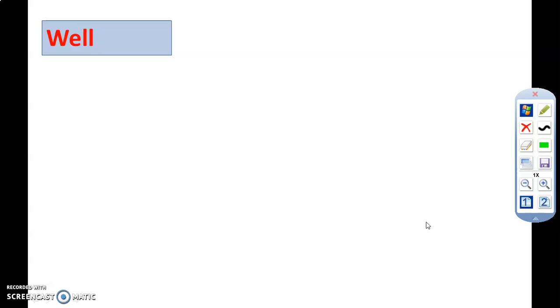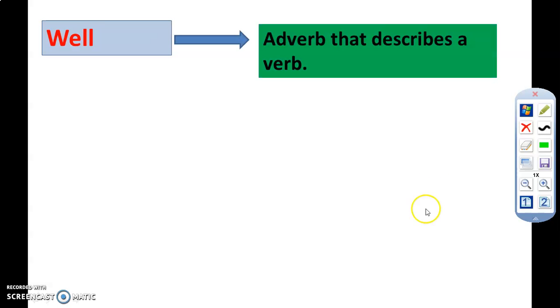Now, the word well. We said well is an adverb. What do we mean by an adverb? An adverb is a word that describes a verb. It means it tells me about the verb. We said the adjective describes the noun, but the adverb describes the verb. Describe means it gives information about the verb. Let's see some examples.